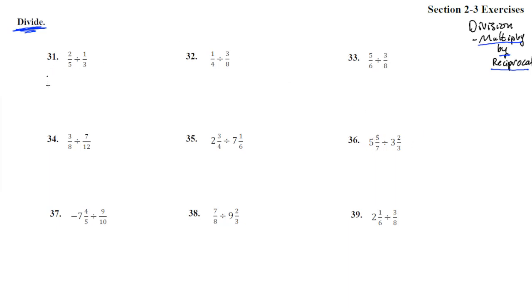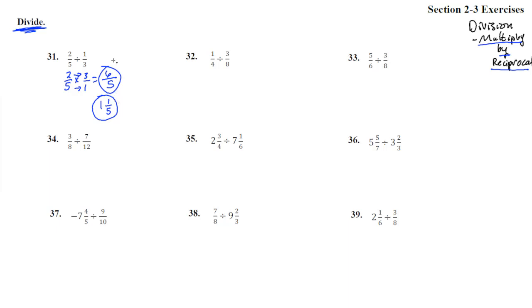So we'll start with some of the nicer ones. 2/5 divided by 1/3, that is 2/5 times 3/1 equals 2 times 3 is 6. 5 times 1 is 5 because multiplication happens straight across. And then that's our answer. Check and see if we can simplify it. Now we could turn it into an improper fraction. 5 goes into 6 one time. 1 times 5 is 5, so there's 1 left over. So 1 and 1/5. So these two would be the two answers.